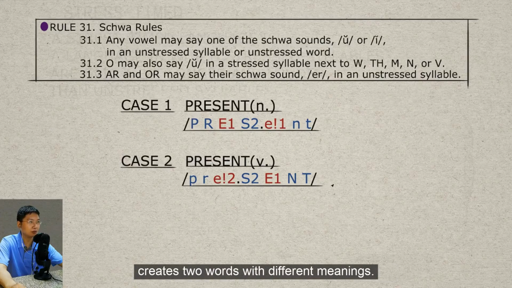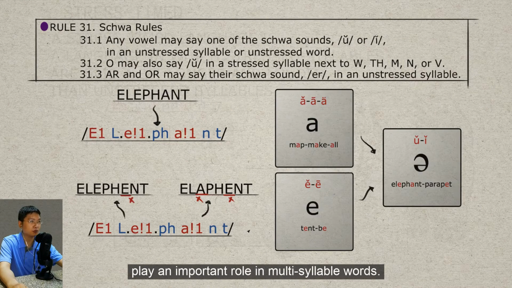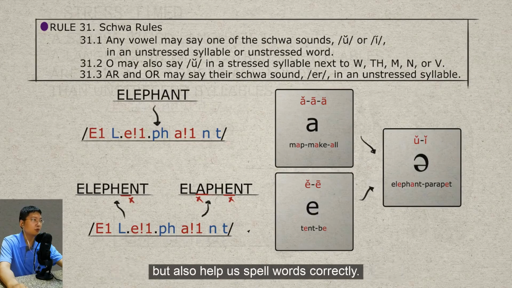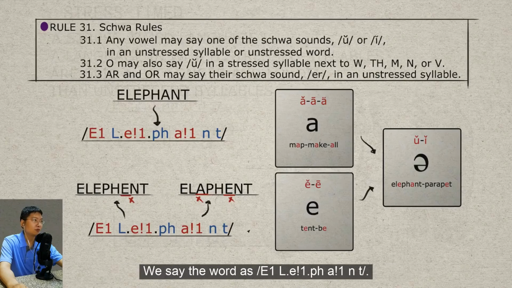In this case, the stress placed on the first and the second syllables creates 2 words with different meanings. So now we've known that the schwa and stress play an important role in multisyllable words. They not only help us pronounce words accurately, but also help us spell words correctly. For example, let's take a look at the word elephant again. We say the word as elephant.